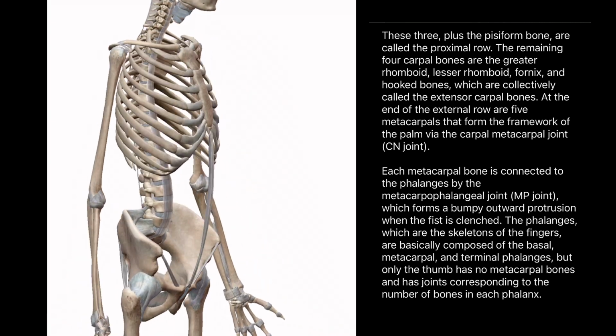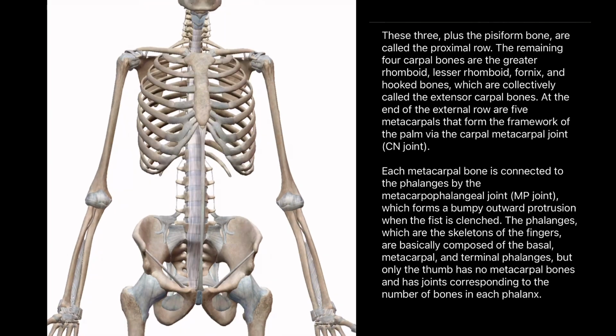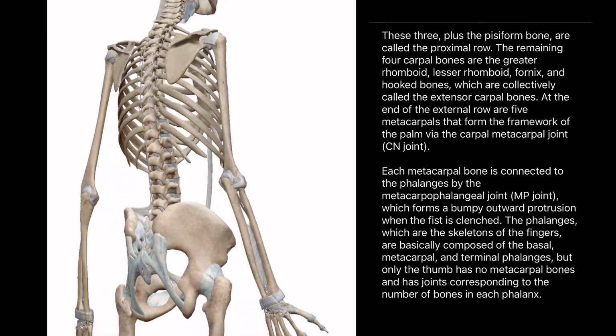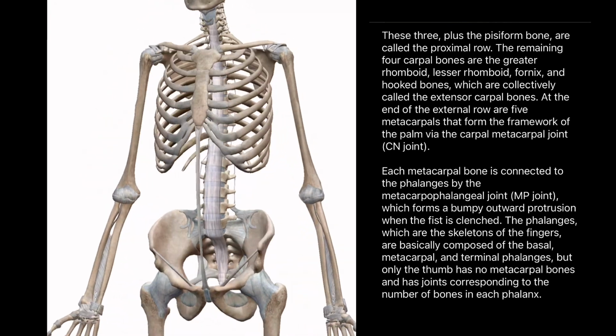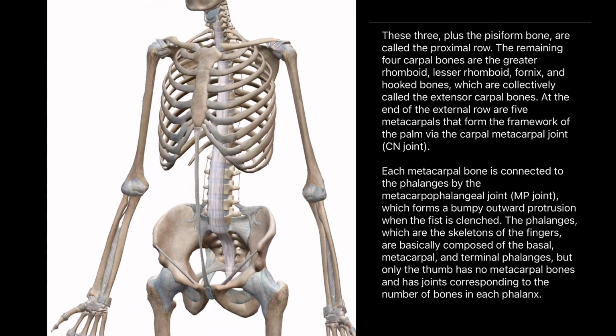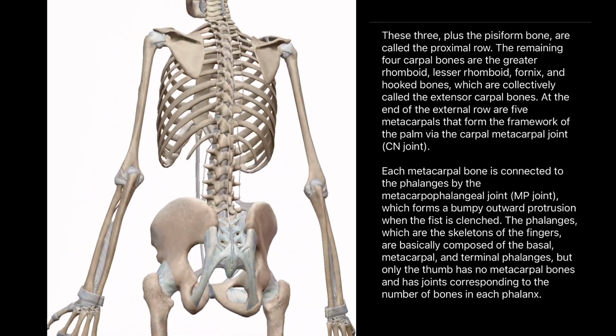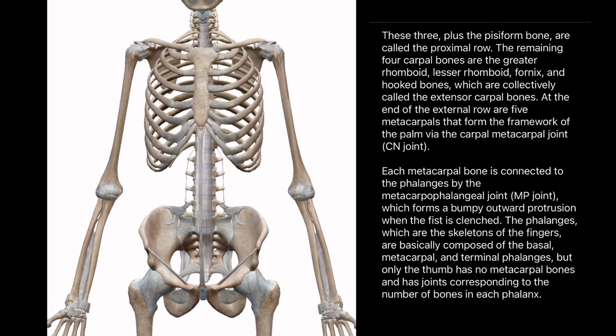Each metacarpal bone is connected to the phalanges by the metacarpophalangeal joint (MP joint), which forms a bumpy outward protrusion when the fist is clenched. The phalanges, which are the skeletons of the fingers, are basically composed of the proximal, middle, and distal phalanges, but only the thumb has no middle bone and has joints corresponding to the number of bones in each phalanx.